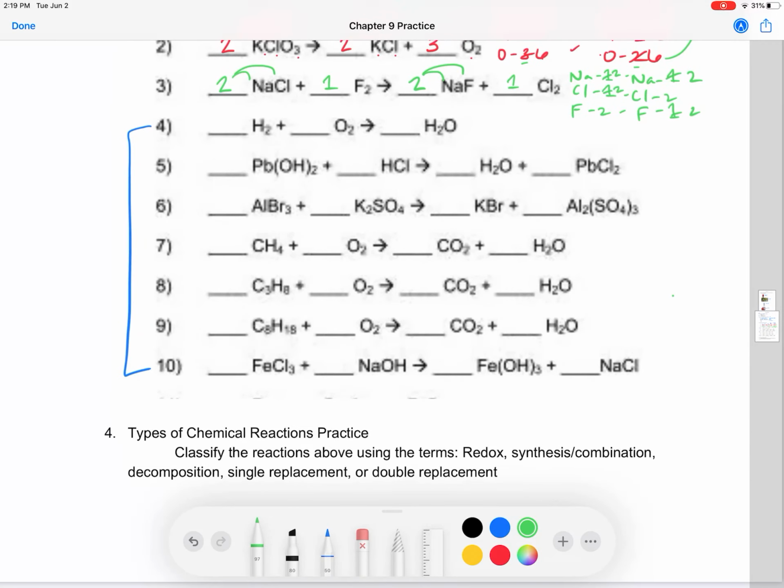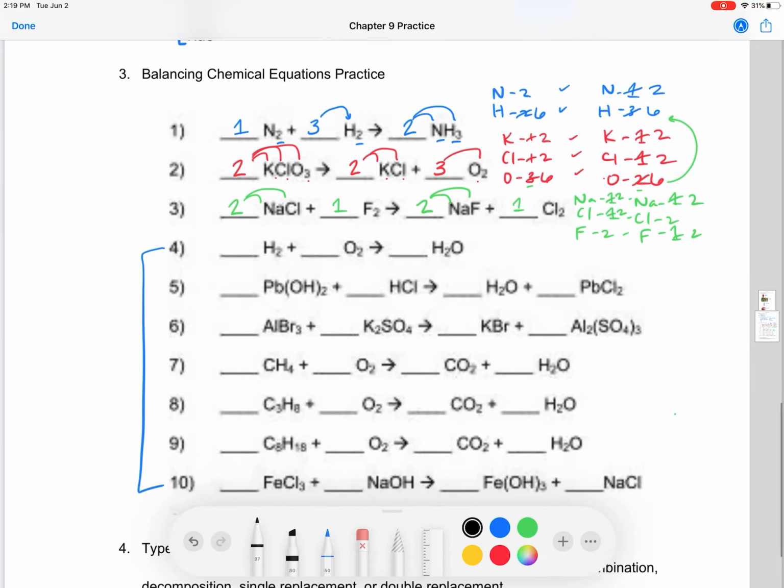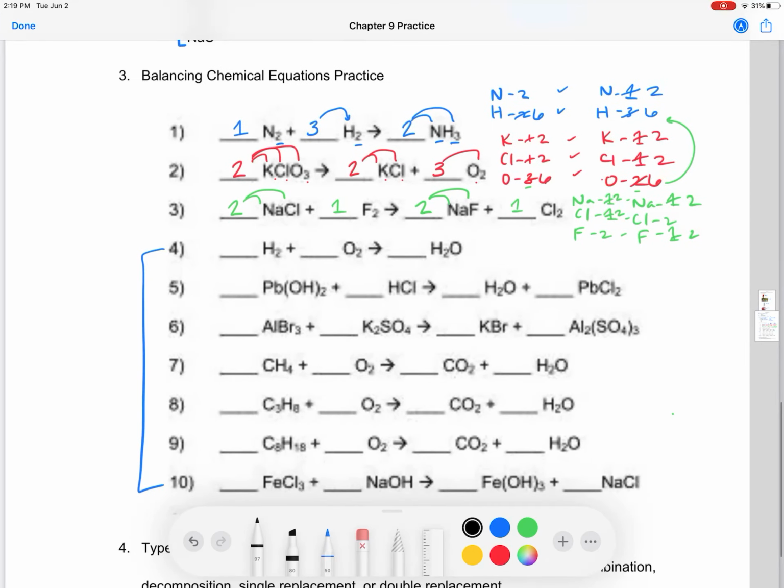So now what we're going to do is we're going to classify the reactions above using redox, synthesis or combination, decomposition, single replacement, or double replacement. The only one that's not here is the ion exchange because the ion exchange you need to have whether it's forming a solid, water, or a gas. So that one's not on here, but the other ones are, and that should be enough to help you. Okay, so I'm going to write the identity of the equation out to the left-hand side. You can do the same if you want to, or you can just type in 1 through 10 and submit that after question number 4.